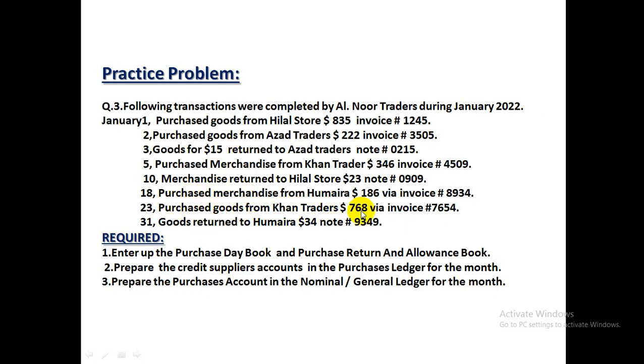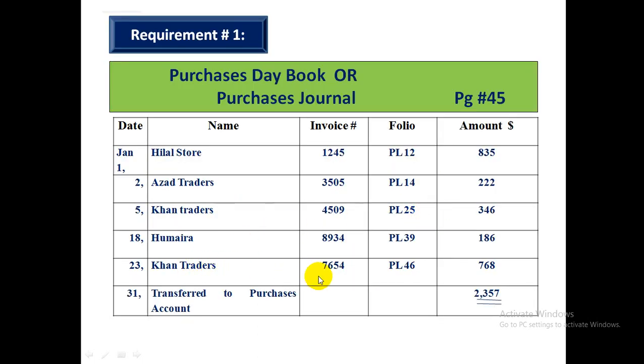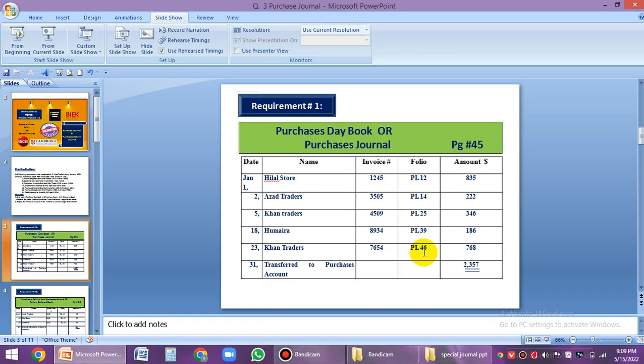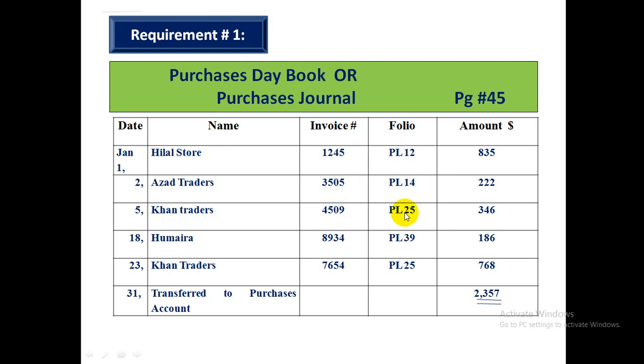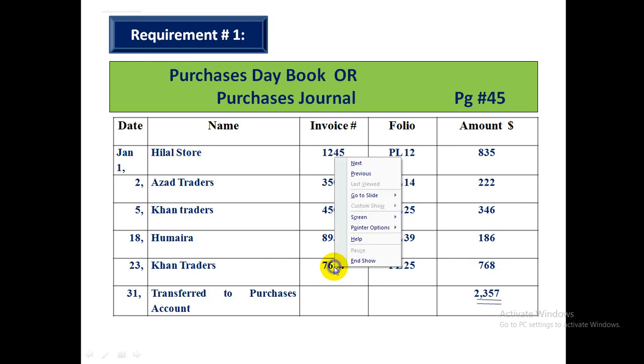Purchase goods from Khan Traders, $768, invoice number is given. Khan Traders, this is the Khan Traders account. This is the wrong number. We should use the same number which we had given to the Khan Traders already. 25 should be the number which we had given to the Khan Traders. This is the same supplier. See, this is how the reference will help us when we are entering information to his account. Amount will come in the amount column. Invoice number will come in the invoice number column.